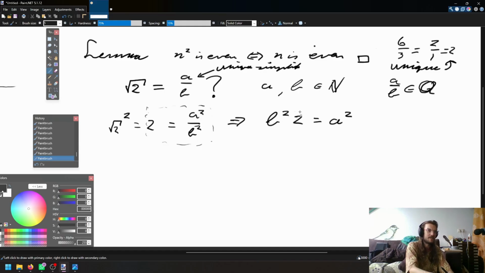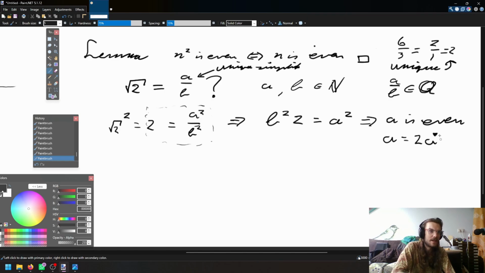A squared is an even number, because we have 2 times something that's going to be even. And we use our lemma to conclude a is even. A is even. So we can write a as 2 times a prime, where a prime is a divided by 2. We just get the even factor out of there, and a prime is again a natural number. So then here we find b squared times 2 equals 2a prime squared.